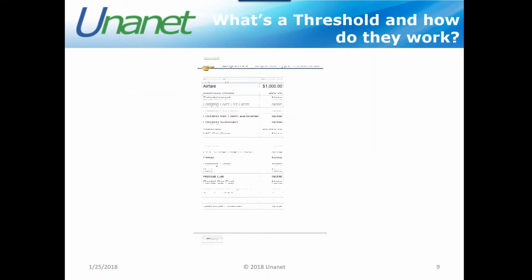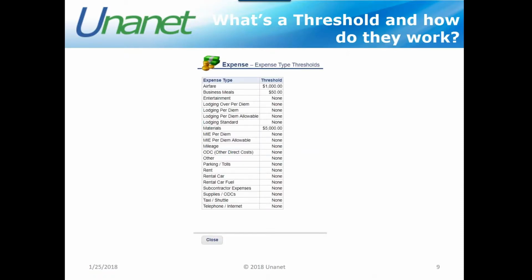So our next topic is in regards to thresholds. So what is a threshold and how does it work? Well, again, if you're a Uninet admin in your system, when you are working with your expense types, you have the capability of setting thresholds up on different expense types. In this example, airfare, I've set a threshold of $1,000. Business meals, I've set a threshold of $50. And on materials, I've set a threshold of $5,000.